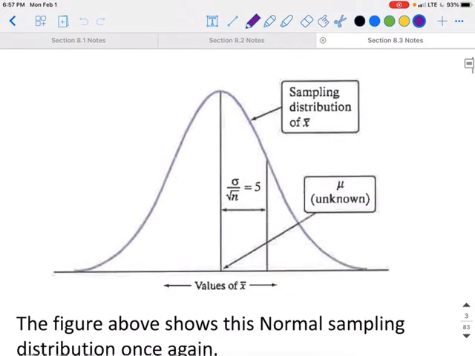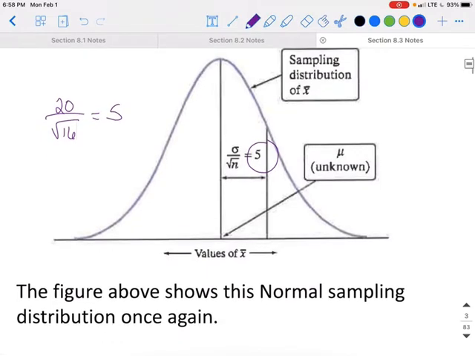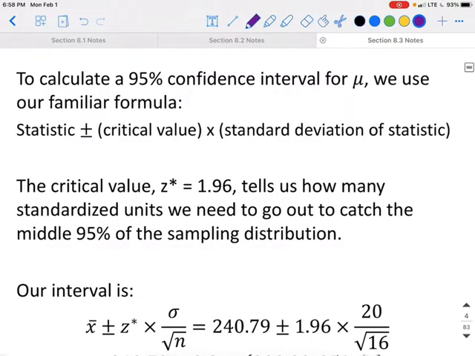So again, remember to find your sample distribution, you're going to take the standard deviation for the entire population and divide it by the square root of the sample size. Or in this case, you're going to do 20 divided by the square root of 16, which is how they got 5 for their sampling distribution standard deviation. The figure above shows this normal sampling distribution once again.